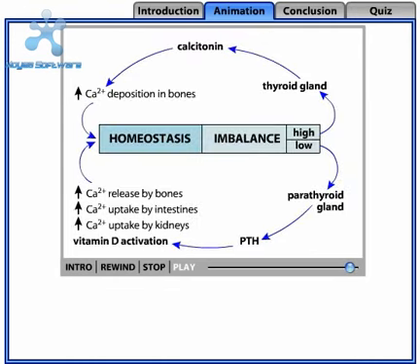Overall, the concentration of calcium in the blood is tightly regulated by the combined action of calcitonin, PTH, and vitamin D.